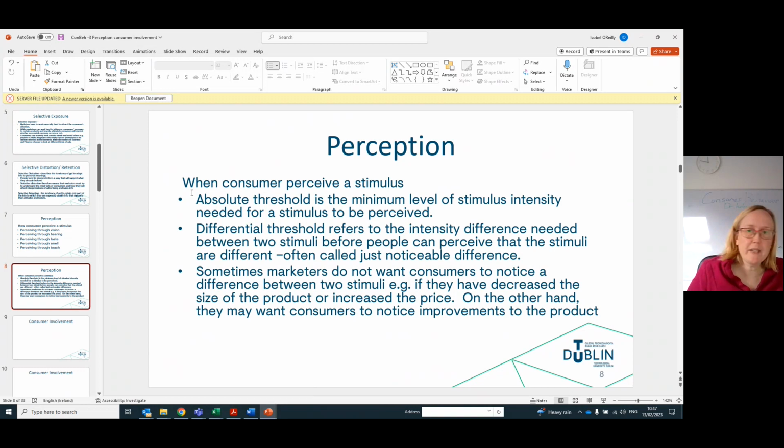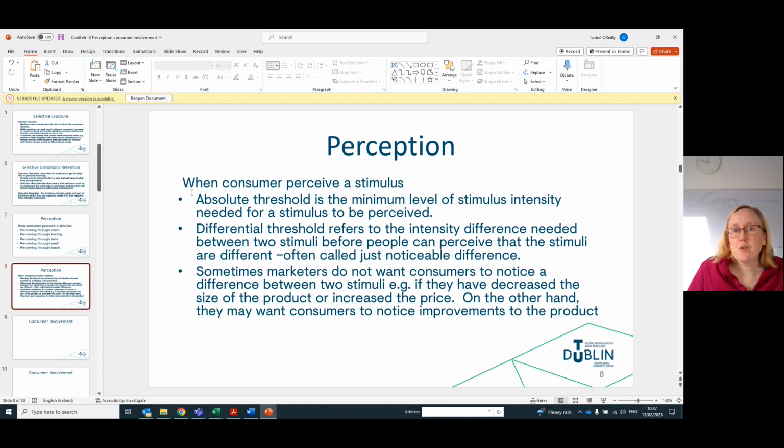So it has to go above that level. If you're adding sugar into coffee, a few grains, nobody's going to notice. But you start putting in a spoon of sugar, and people who like sugar will enjoy it more, and people who don't like sugar will not want to drink it. So that has crossed that threshold of perception, that people know there is sugar now in the coffee.